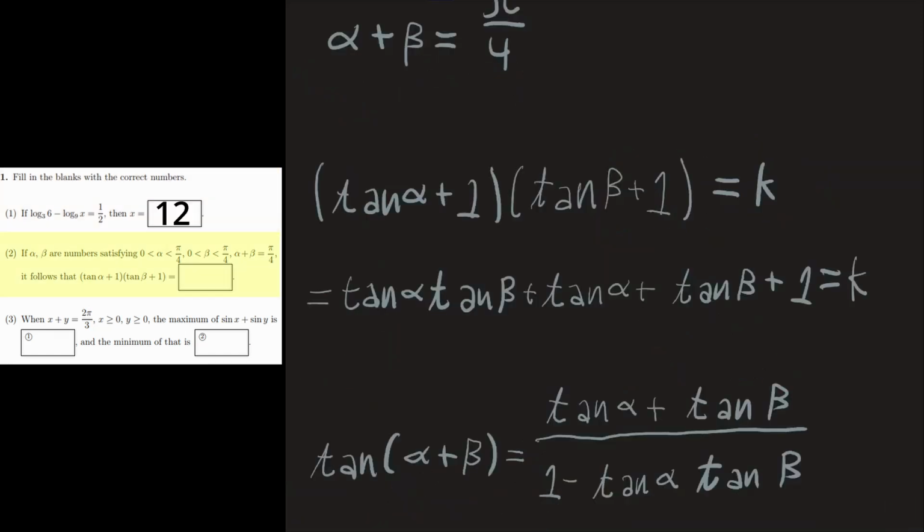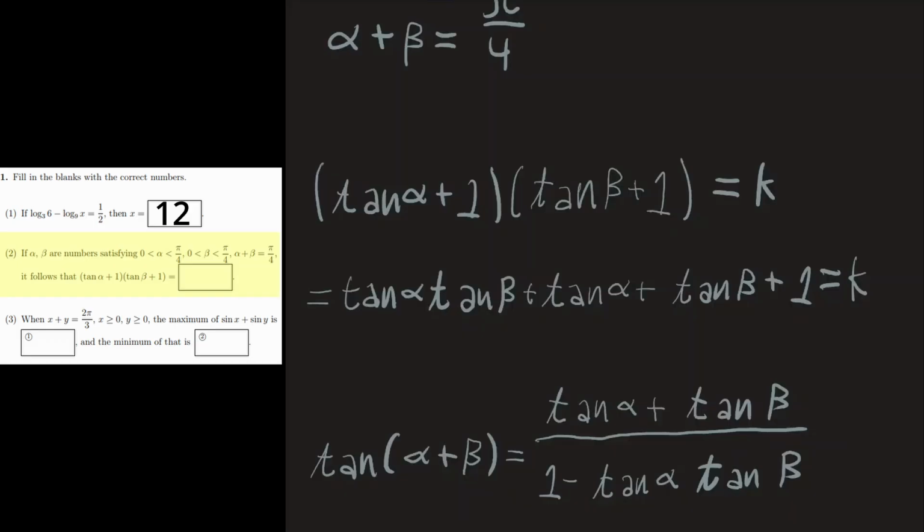So next is question 2, which says, if alpha, beta are numbers satisfying 0 is less than alpha is less than pi over 4, and 0 is less than beta is less than pi over 4, and alpha plus beta equals pi over 4, it follows that tangent alpha plus 1 times tangent beta plus 1 is equal to blank. So for this question, there's a specific trig identity you need to know.